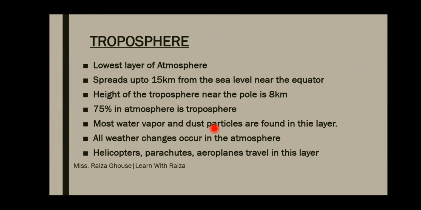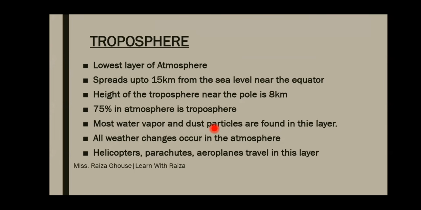Not only that, helicopters, parachutes, and aeroplanes all travel through this layer. That means this is the layer that we see. In simple words, when you stand outside your home and look up, you may see an aeroplane, a helicopter, a parachute, dust particles, and water vapor. That is the lowest layer, the layer that you see. Then there are 4 more layers behind that, which sometimes we don't see.